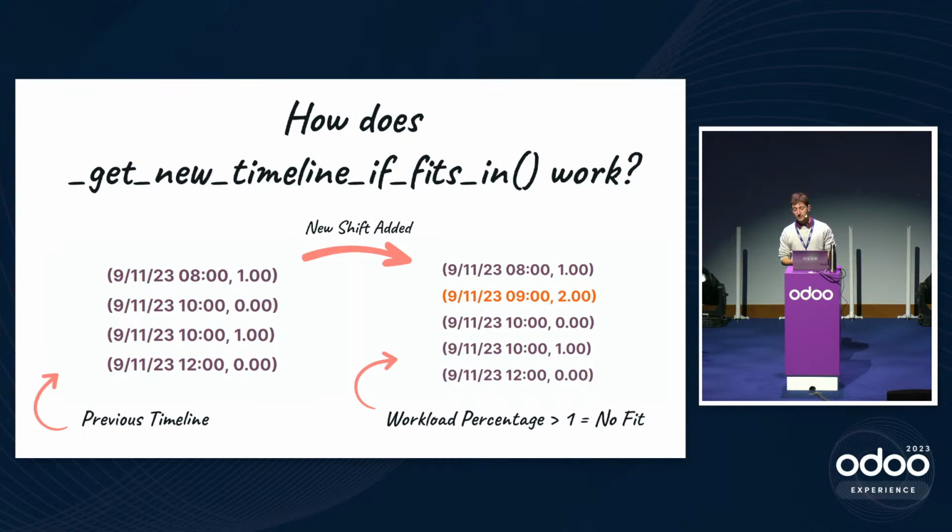Also, this method checks the work hours that the resource is working, and it checks whether the planned work hours with the additional shift would be more than the work hours that the resource should work. If that's the case, then it also returns false. But if none of this is the case, then we just return the proper timeline.